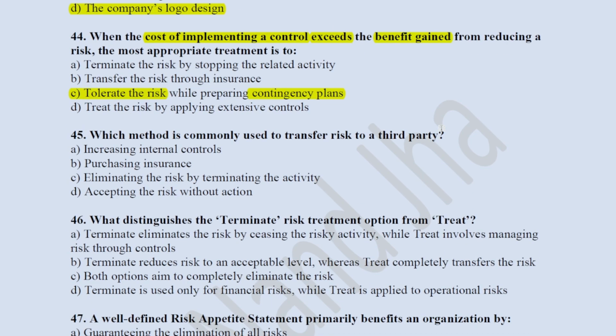Which method is commonly used to transfer risk to a third party? Increasing internal control. No. Purchasing insurance. Yes, for safety. Eliminating the risk by terminating the activity. No. Accepting the risk without action. No. So the answer should be B.